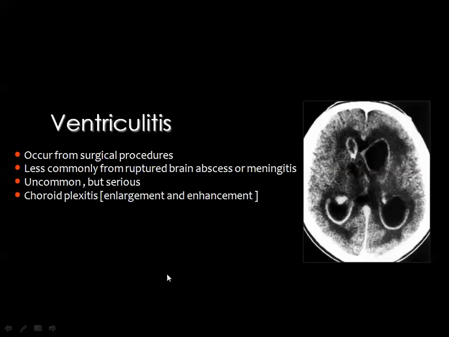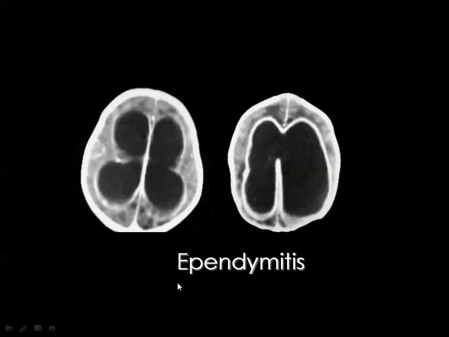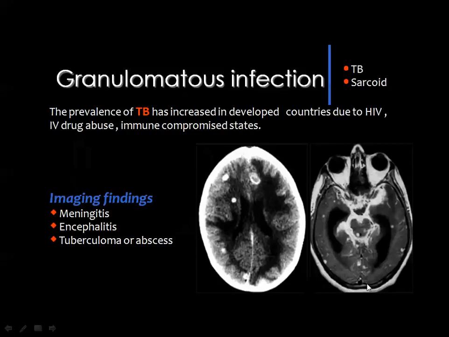They are almost transformed into abscesses. And this is also a case of ependymitis, where you can see thick enhancing ventricular wall on both sides. The ventricles are transformed into abscesses.